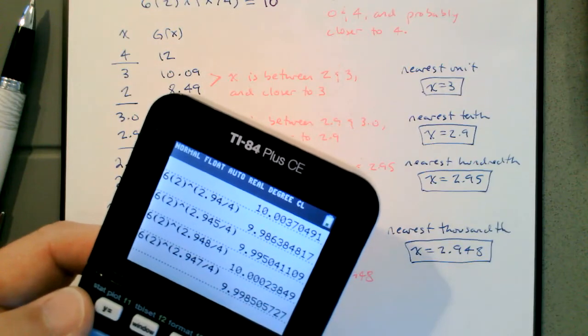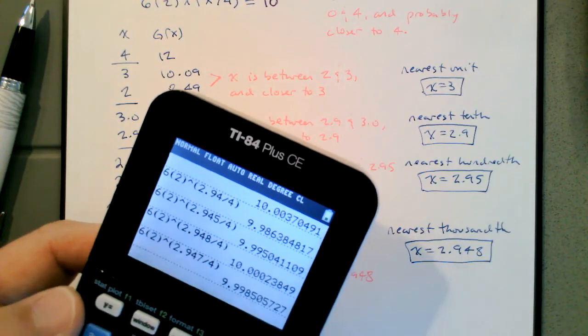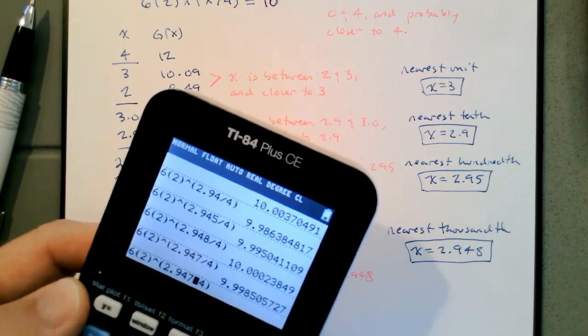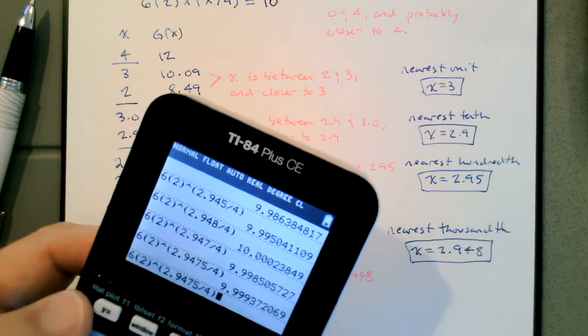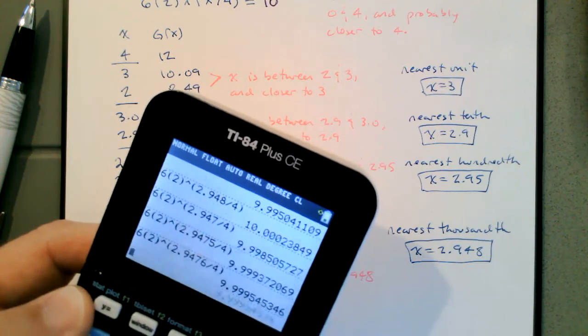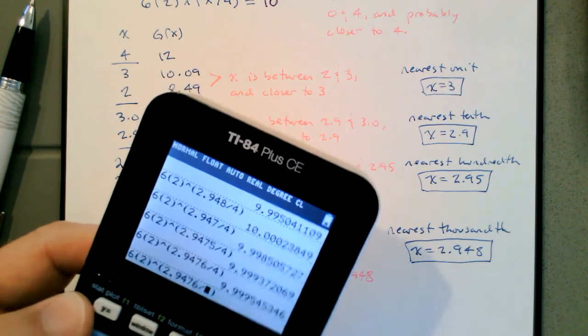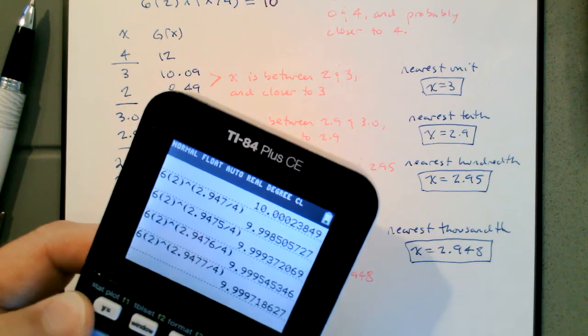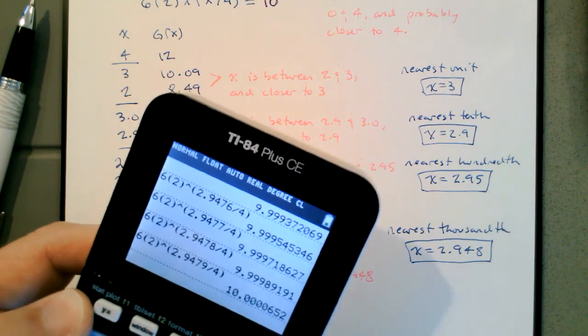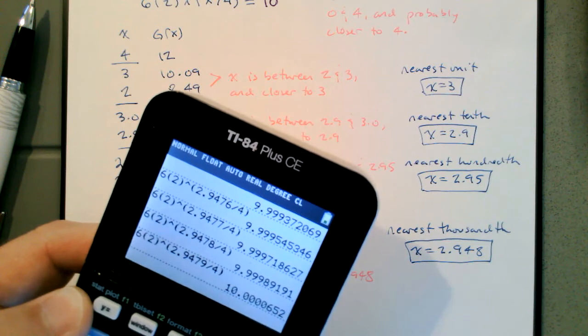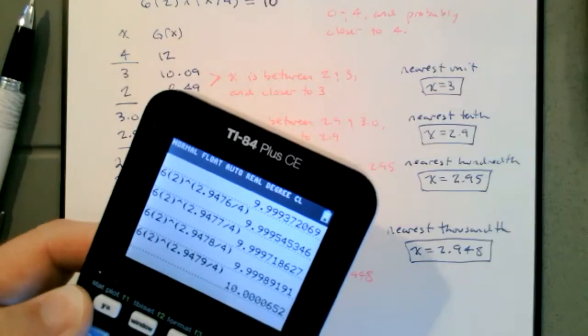If I had to go further, now I know it's between 2.947 and 2.948. If I have to do this again, I'll just insert a 5. I'll split the difference. That's too low. And then I'll just start going up until I find that's too low. So now it's between 2.9478 and 2.9479.